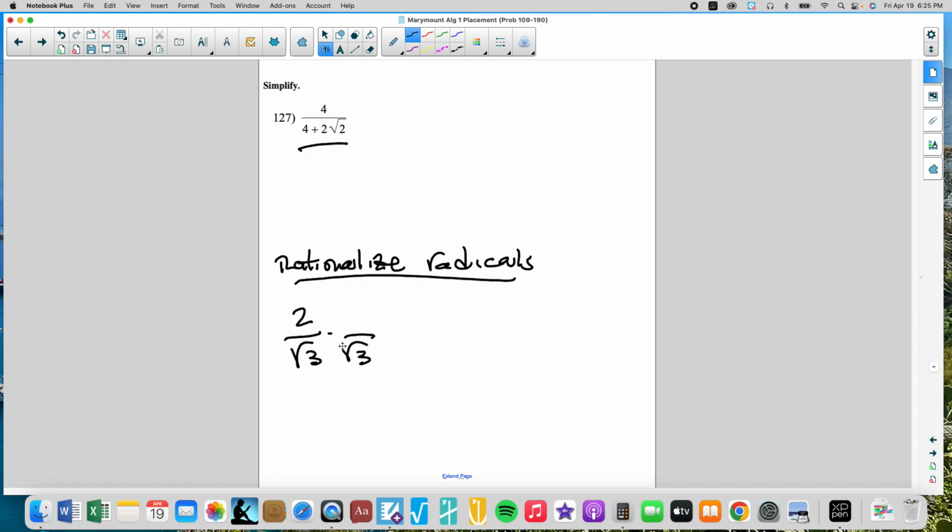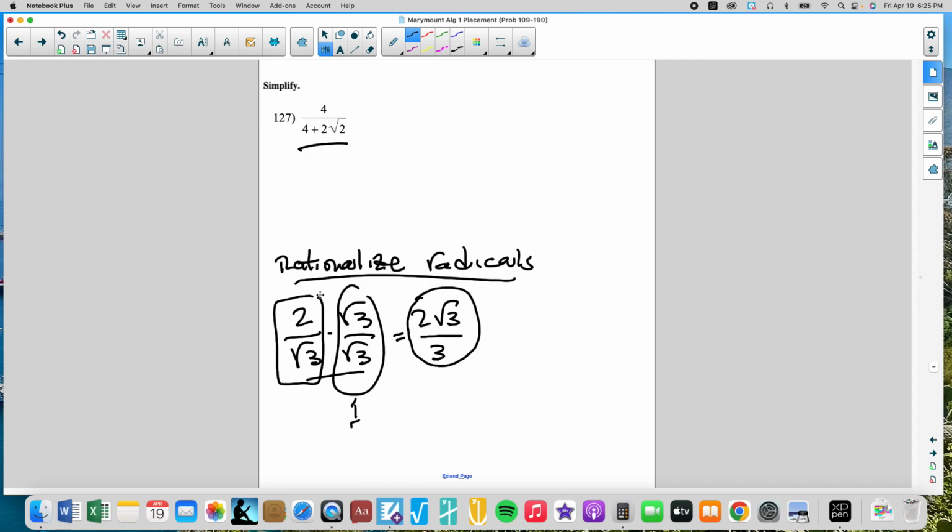Now, since we don't want to change it and we want to make it equivalent, we have to multiply it by a value of 1. So that is going to become 2 rad 3 over 3. The reason why we multiplied it by itself is so it comes out. And then this would be this original fraction being rationalized. Now that's good when there's a single radical. Here we have a binomial. So we can't just multiply by itself.